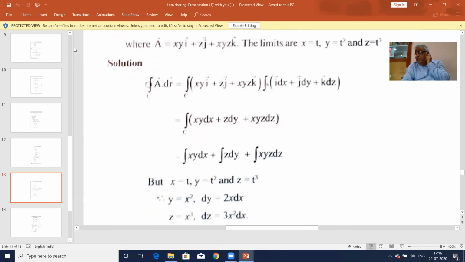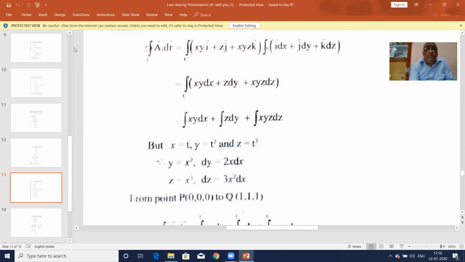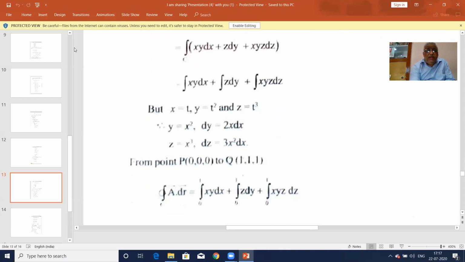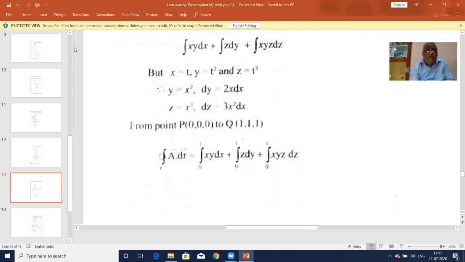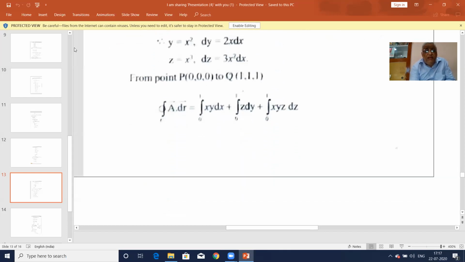Differentiating this, dy gives 2x dx. Similarly, z is equal to t cube, so z is equal to x cube, and dz is equal to 3x square dx. The points run from 0,0,0 to 1,1,1. From point 0 to 1 we integrate the line integral, xy dx, z dy. See the problem. Integrate like this, and we get the line integral.